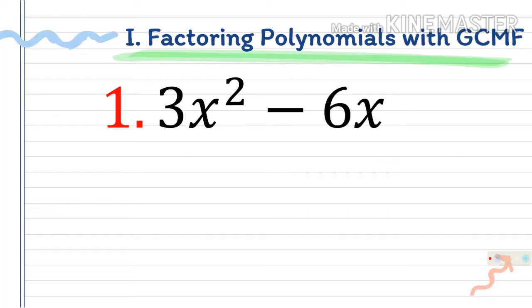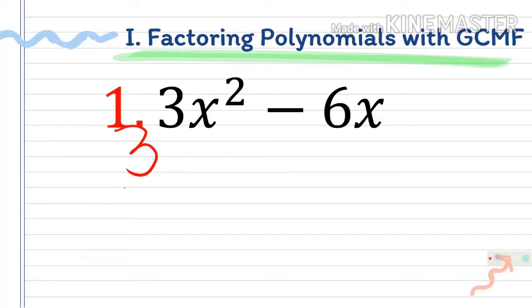So to proceed in factoring, we have to follow the steps. The first step is for you to find the GCF of the numerical coefficients. So we have the numerical coefficients 3 and negative 6. You are going to find the greatest common factor of these two numbers. Do you know the GCF of 3 and 6? Yes, we have 3. Okay, so we have to write down 3.